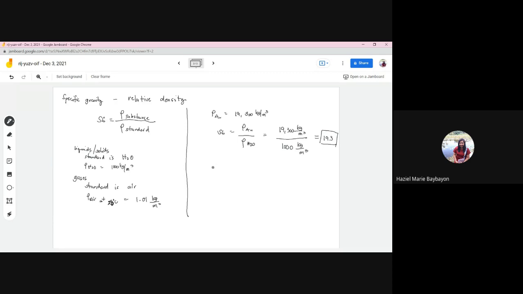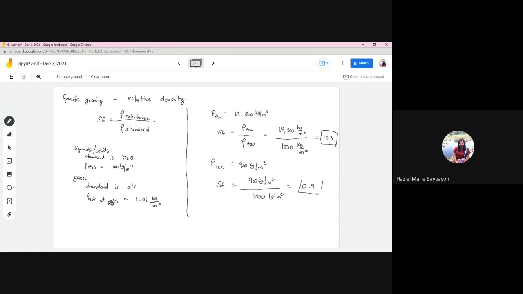And then let us compare this with ice, the specific gravity of ice. Raw ice has slightly lesser density compared to that of pure water. The density of ice is 900 kilograms per meter cube. So the specific gravity of ice is equal to 900 kilograms per meter cube divided by 1,000 kilograms per meter cube. So this is equal to 0.9. The specific gravity of ice is 0.9.